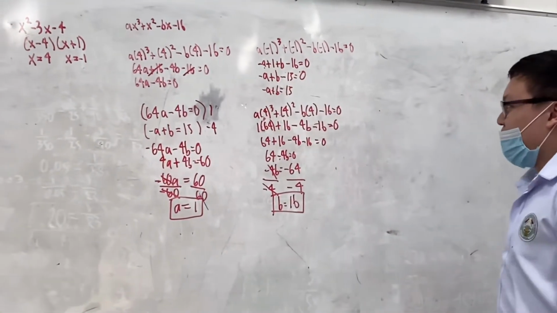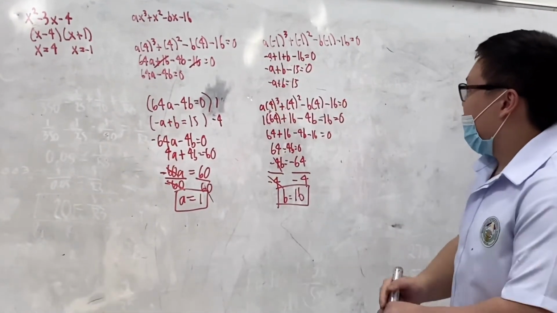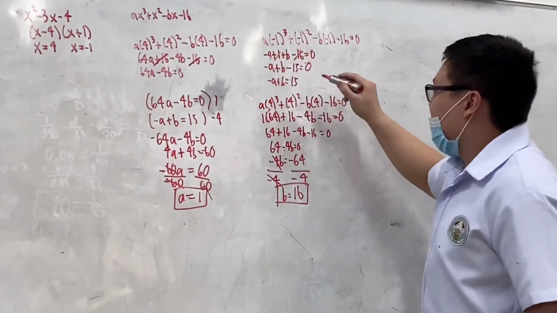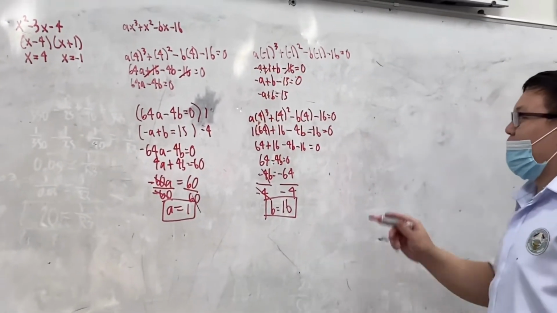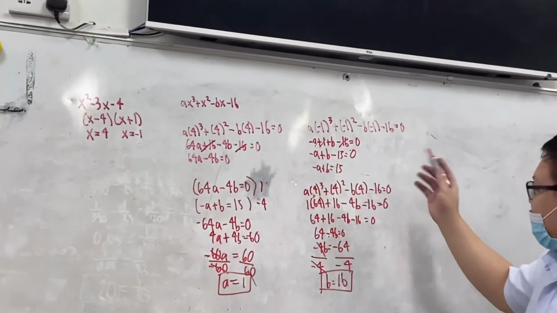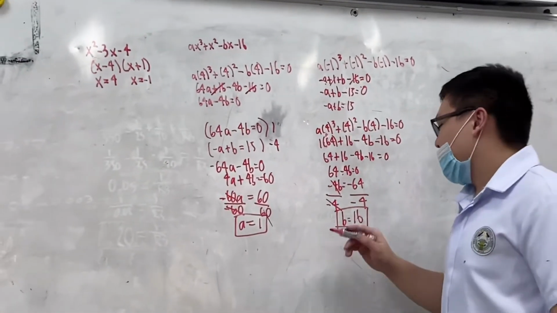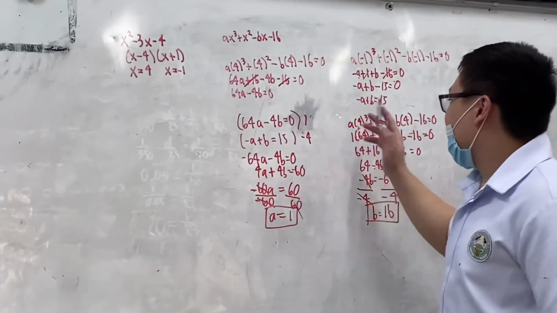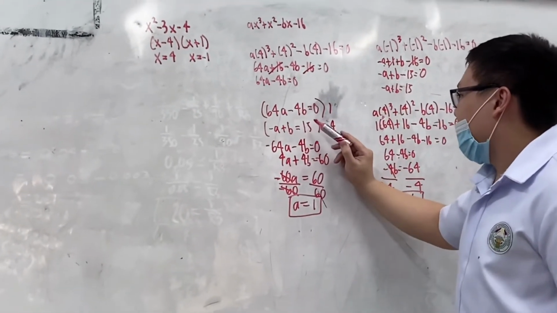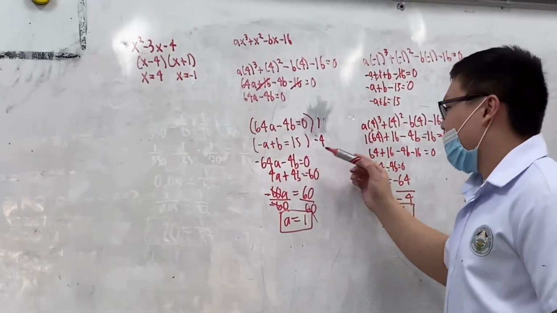Then negative 16. What we're going to do here is add negative 16 and positive 1. That will result in negative 15 because negative 16 is the higher number of the two. Then we transpose negative 15, that will make it positive. Now we use both of our solutions, which is 64a minus 4b equals 0, then negative a plus b equals 15.